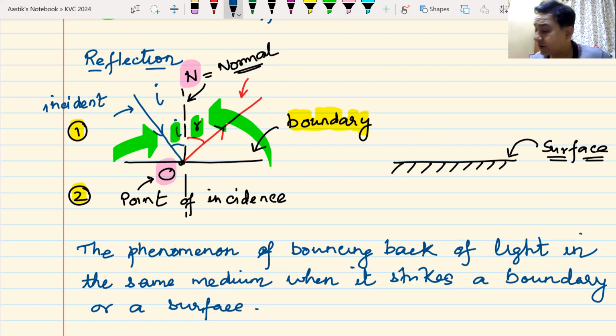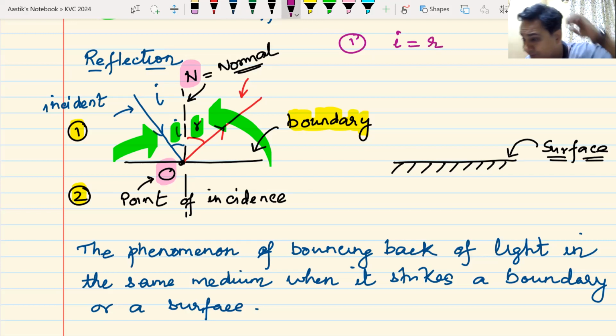Okay, then we must go and write the first law of reflection. What is the first law of reflection? Angle I will be equal to angle R. I hope everyone understands this. Yes or no?